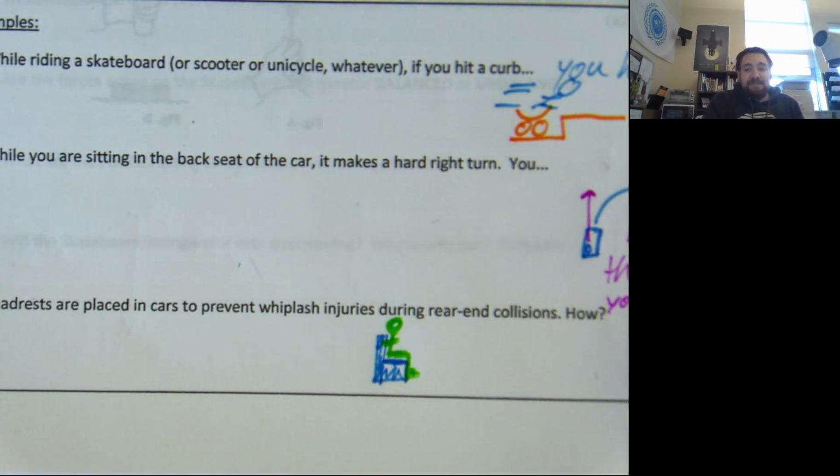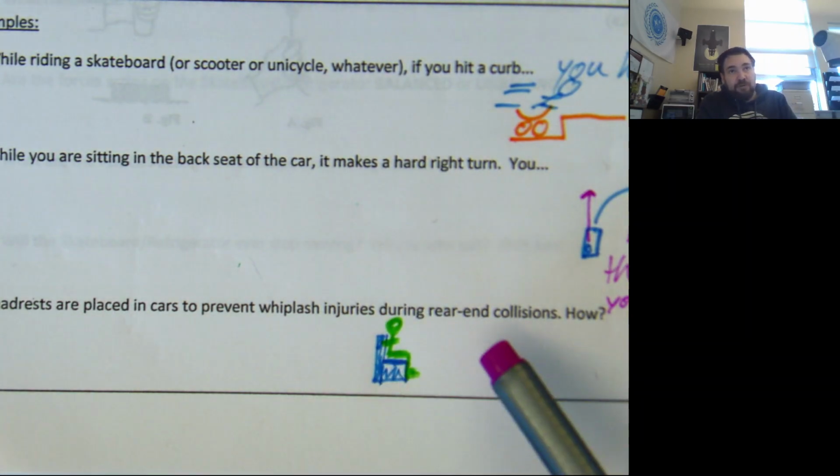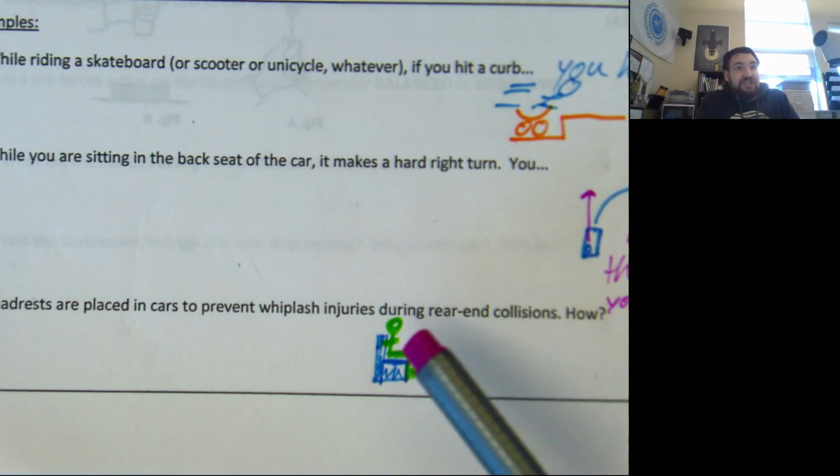In something like this, you get rear-ended, if you're at a stop, all of a sudden your body's going to lurch forward. Your head is just going to stay where the head was.